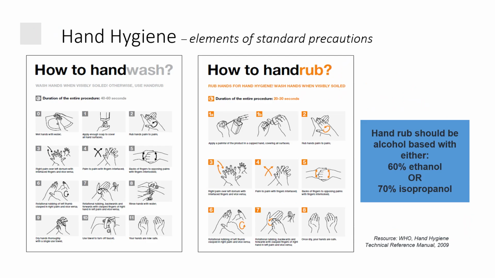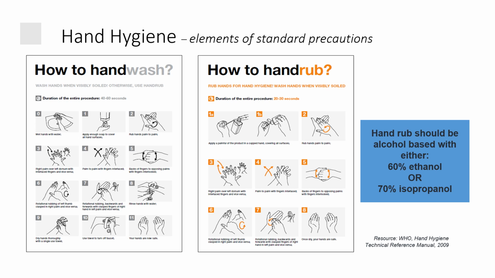Now, how to hand wash and how to hand rub. There are evidence-based practices that are recommended. Hand wash should be done for 40 to 60 seconds, while hand rub should be done for 20 to 30 seconds. And hand rub should be alcohol-based with either 60% ethanol or 70% isopropanol. And 7 steps should be followed for the hand wash or hand rub.